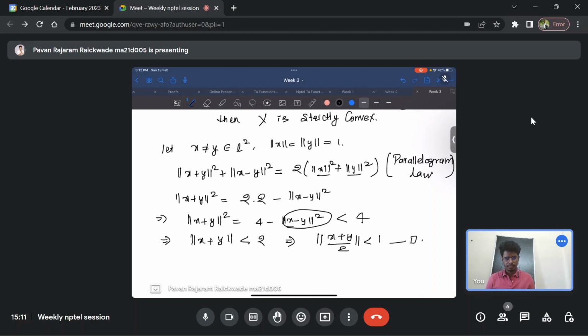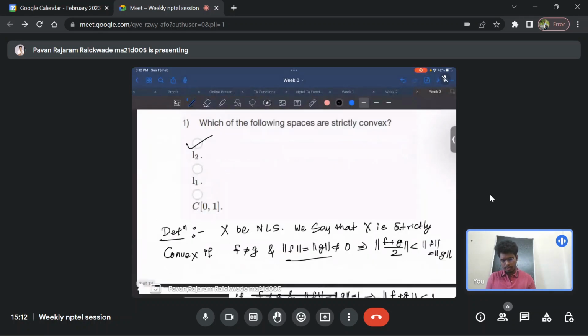So what I proved here is not just for L2, but for any inner product space. Every Hilbert space is strictly convex. Yes, this exact same proof will work for any inner product space. So L2 is strictly convex.